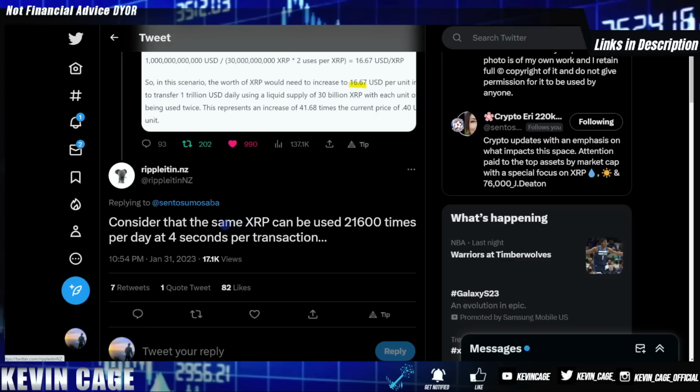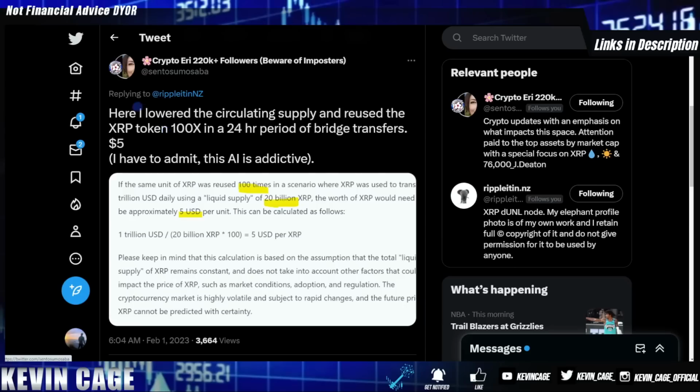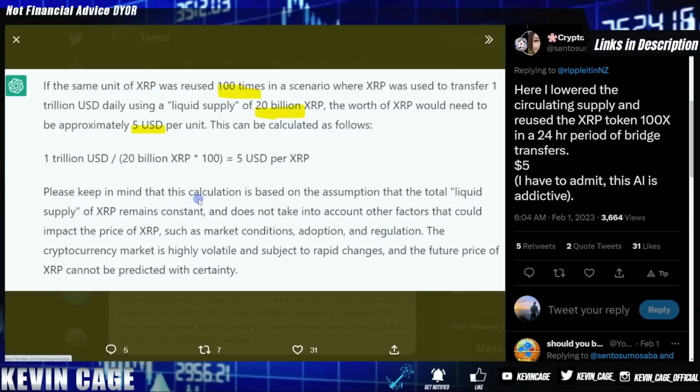We have Ripple it in. Consider the same XRP can be used 21,600 times per day at 4 seconds per transaction. And so what he did was just took the amount of seconds per day, 86,400 I believe, divided by 4, and you get about 21,600 times. And here she lowered the circulating supply and reused the token 100 times in a 24-hour period of bridge transfers. So this would be $5. So either way, that is super cool.